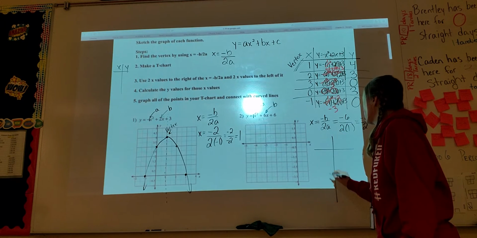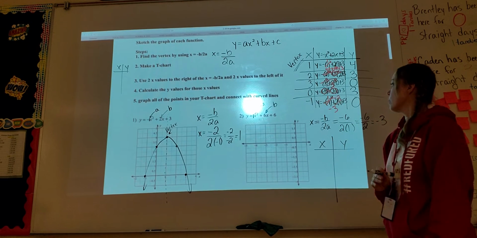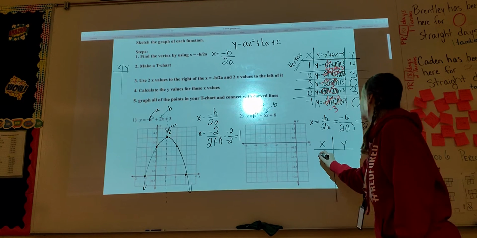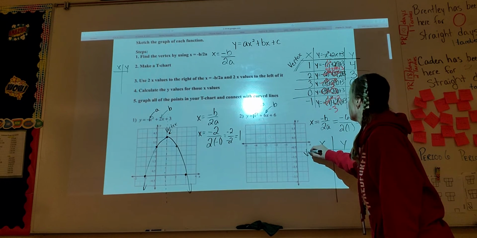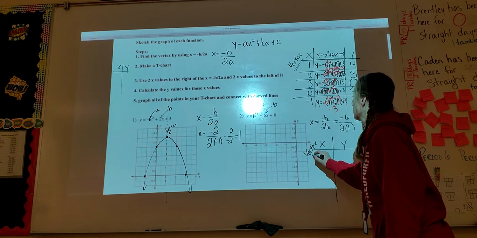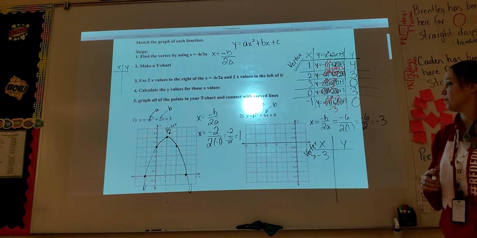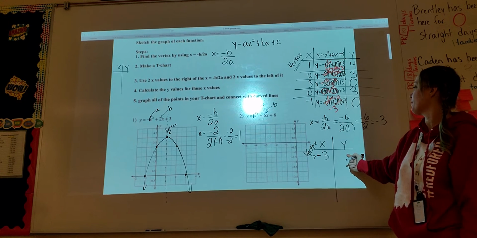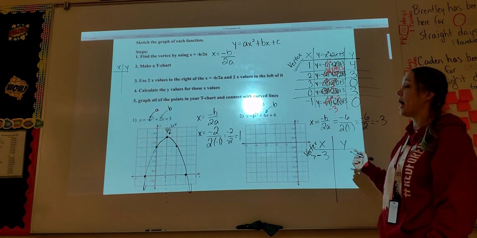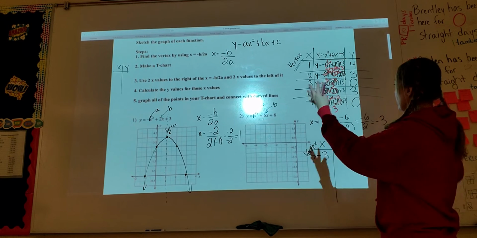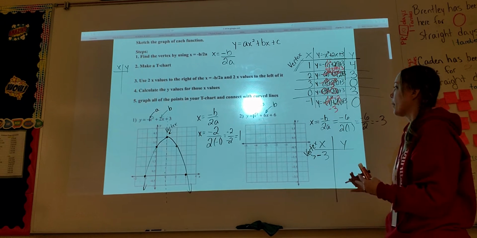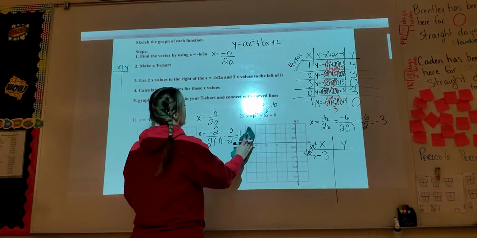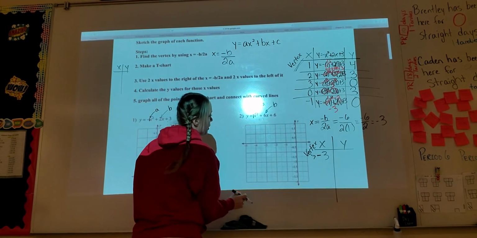I'm going to do a T-chart, again, just to show you how you would do that. Again, you start with your vertex. It's always going to be that first one. It's -3. And then we've got to figure out what my y is. I'm going to have to show the work, because I've got to do work, right? So I'm going to make some room here.